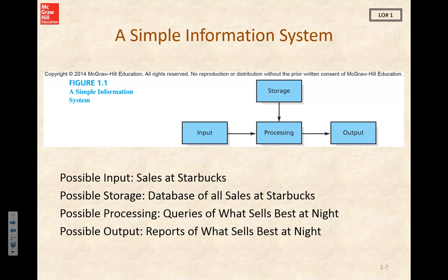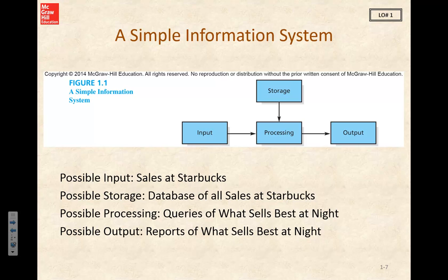Let's take a look at a simple information system. In this case, it's a point of sale cash register at Starbucks. Every time a sale is entered into the cash register, data is being collected on the details of the sale. What type of coffee was purchased? What time of day was it? Was additional food purchased with the coffee? Did the customer buy maybe more than one coffee? Based on the credit card used, can the system pull up a history of that particular customer's purchases?